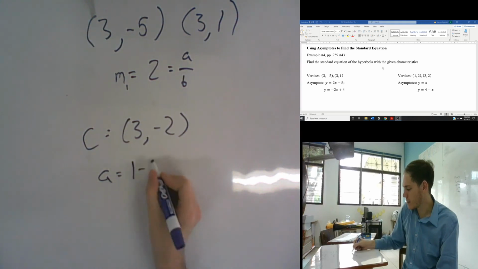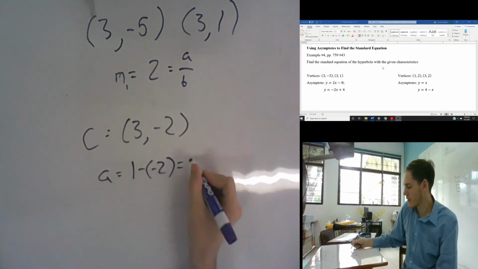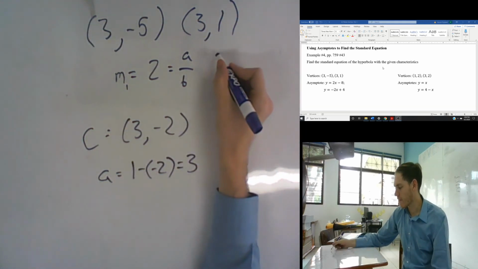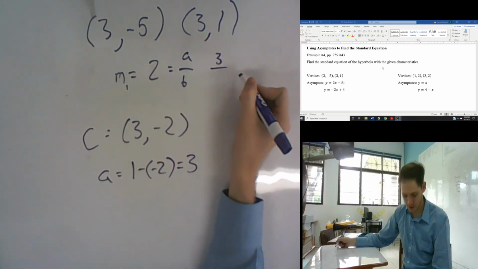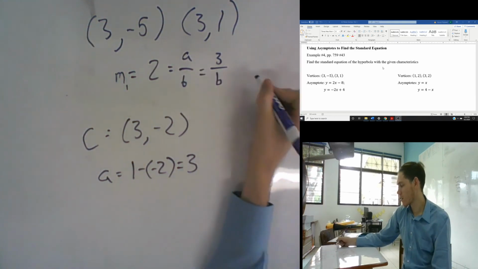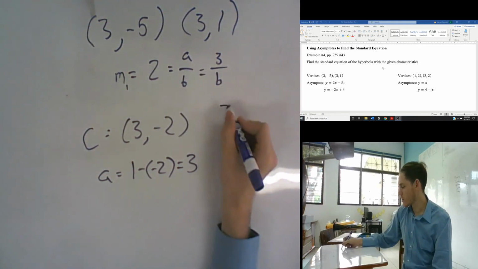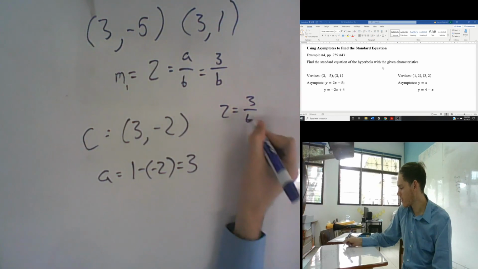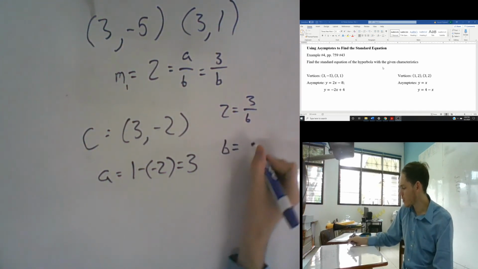Or 1 minus negative 2 is going to give us 3. So we're going to have 3 as A over B, and that equals 2, so 2 equals 3 over B, or B equals 3 over 2.